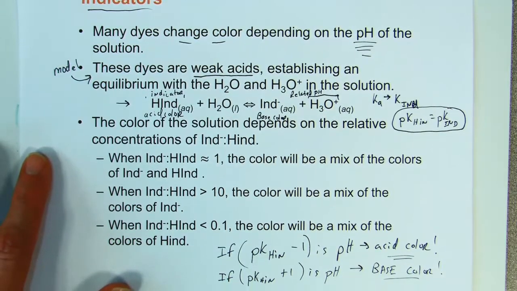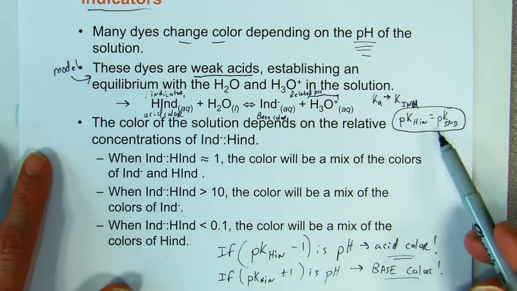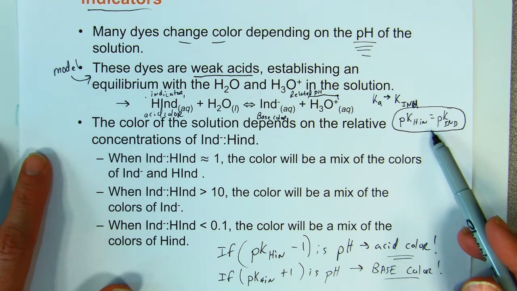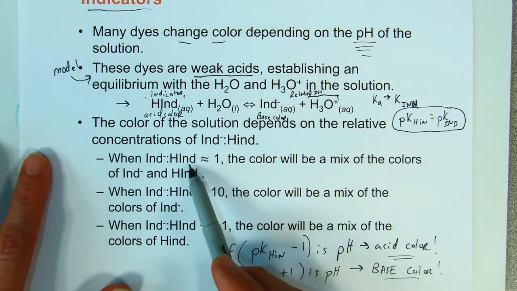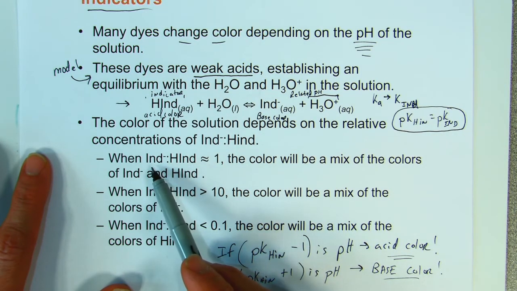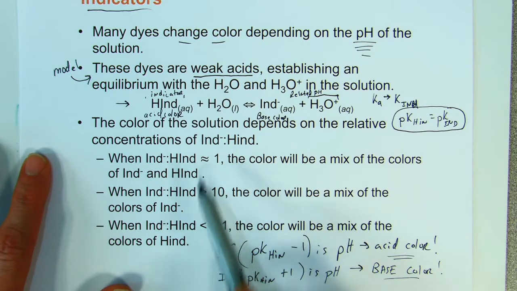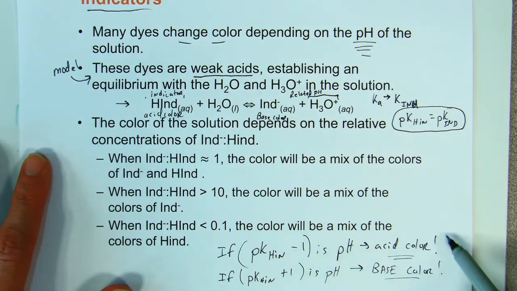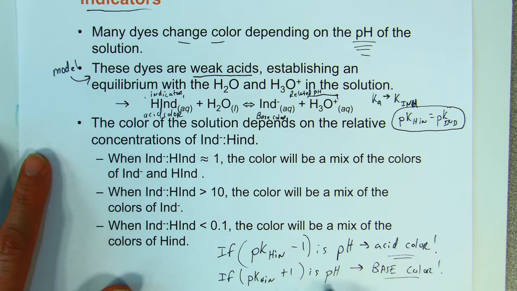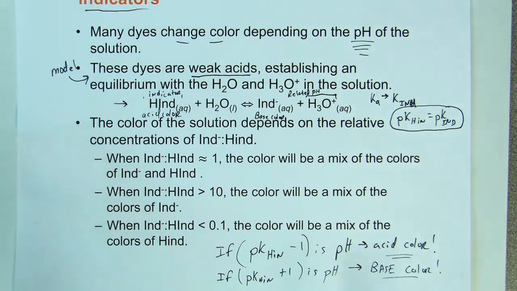color. So the pKHIn is kind of like the midpoint, okay? And here it says if the HIn is about the same as the In-, this is the acid and the base, right? If the concentration ratio is about 1, you get a mix between the two colors. But if the pH of the solution is higher, you get the base color. And if the pH is lower than the pKHIn, you get predominantly the acid color. And it really is ending up being as simple as that, okay?